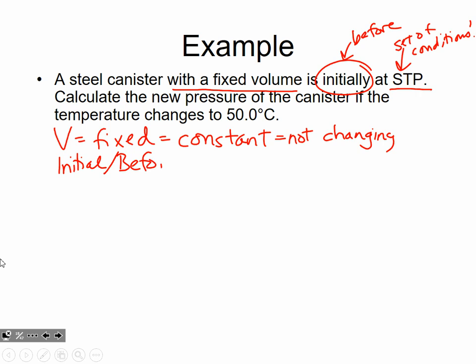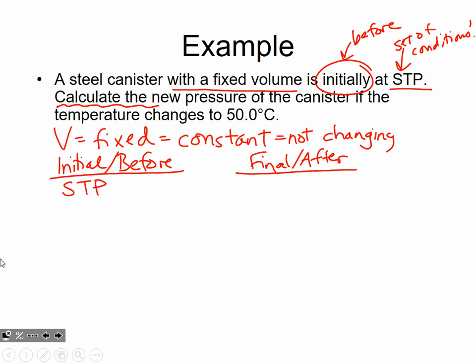So initial slash before, we're actually going to be setting up two columns. We're going to be setting up initial and final slash after. And initially we know that the gas is at STP, so I'm going to write that down. It says calculate the new pressure. That means that we want to find out what the new pressure is. That means that P2 is our unknown. That means that P2 is our X.